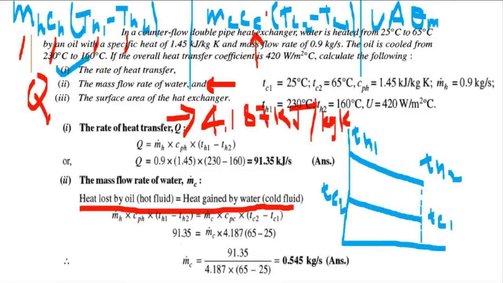So CC value is known. CC value is 4.187. They have given you the temperature values. TC2 and TC1 is known. Here MC is unknown. So what we can do, we can find the rate of heat transfer using this formula.